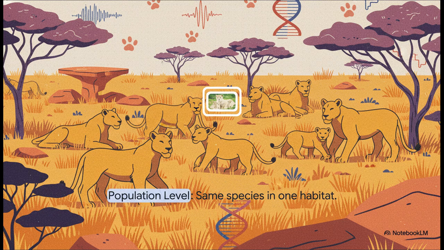Now we're going to zoom out way beyond the individual. Level 7 is the population level. When you take a group of the exact same species, like a whole pride of lions, and put them together living in one specific habitat, you've got a population. They look similar, they act similar, and they can interbreed to produce fertile offspring.